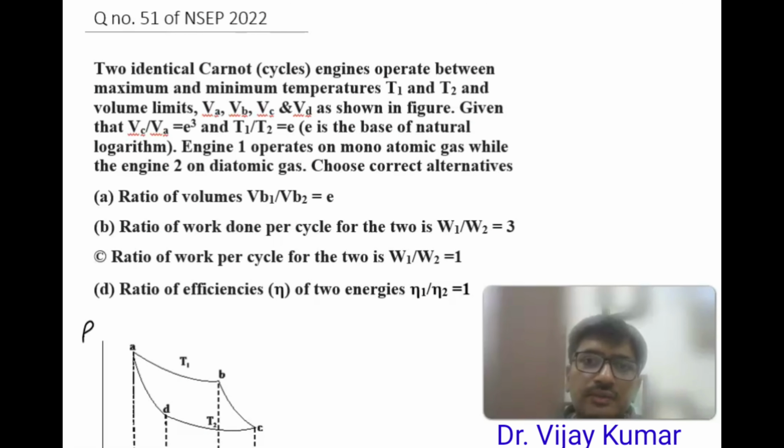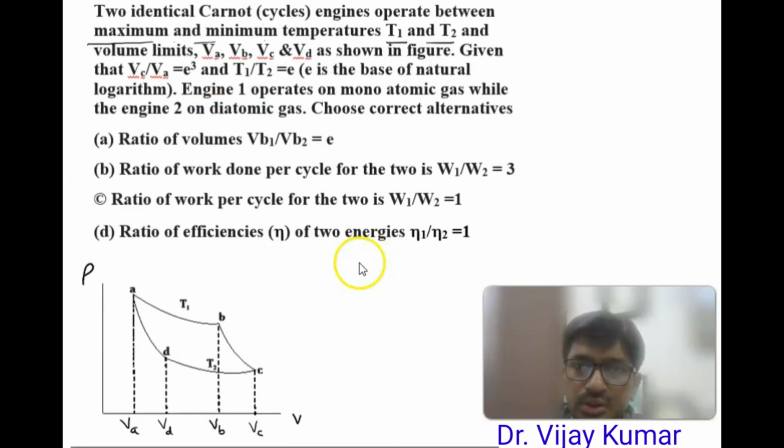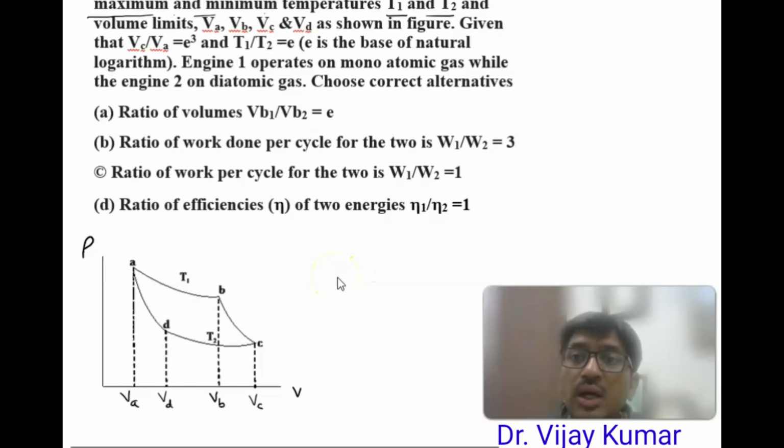This is question number 51 of NSEP 2022, and the question is: two identical Carnot cycle engines operate between maximum and minimum temperatures T1 and T2 and volume limits VA, VB, VC and VD as shown in the figure. This is the figure.